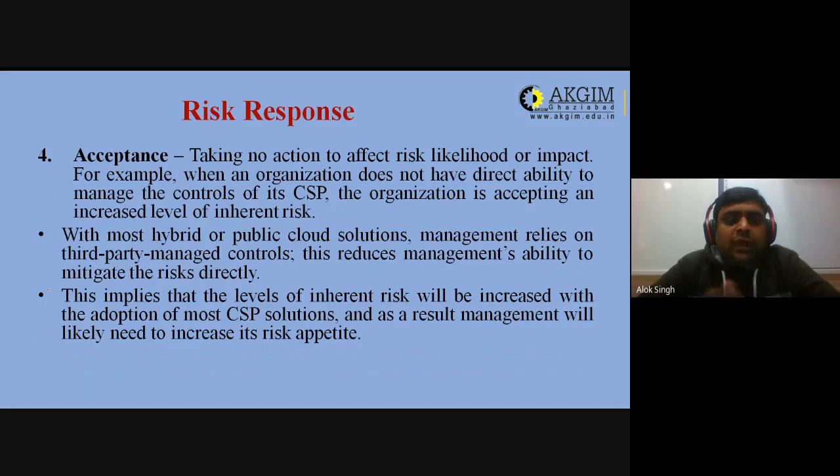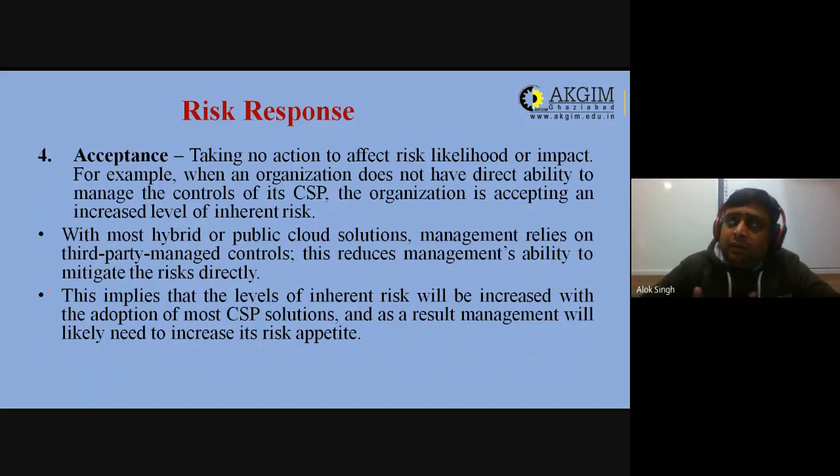Okay, so with most hybrid or public cloud solutions, management relies on third-party managed control, and this reduces management's ability to mitigate risk directly. So this implies that the level of inherent risk will be increased with the adoption of most CSP solutions, and as a result, management will likely need to increase its risk appetite. So basically, you should choose a risk response.